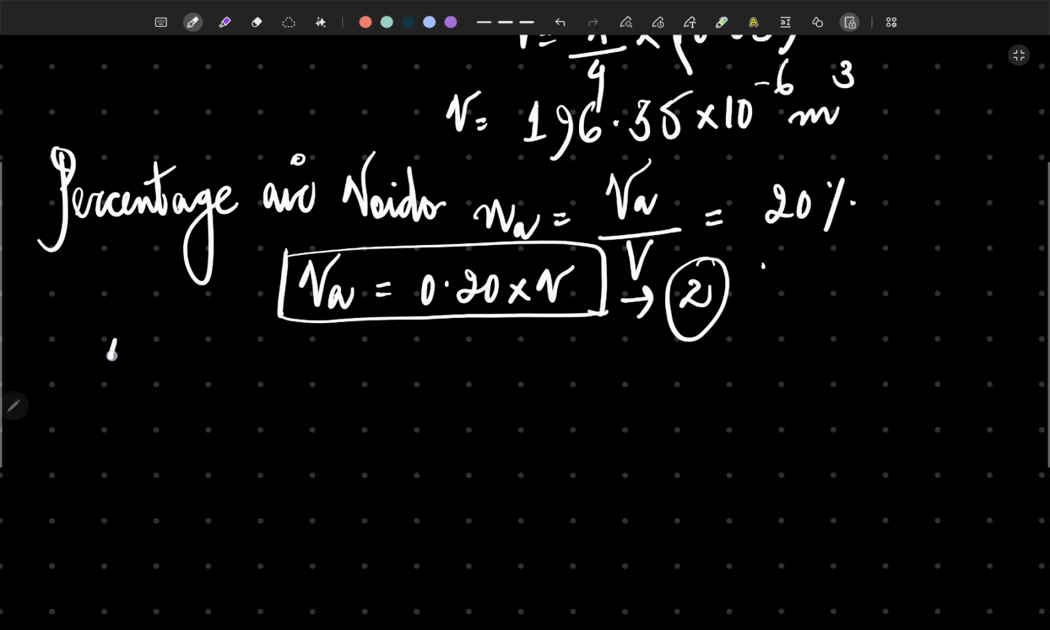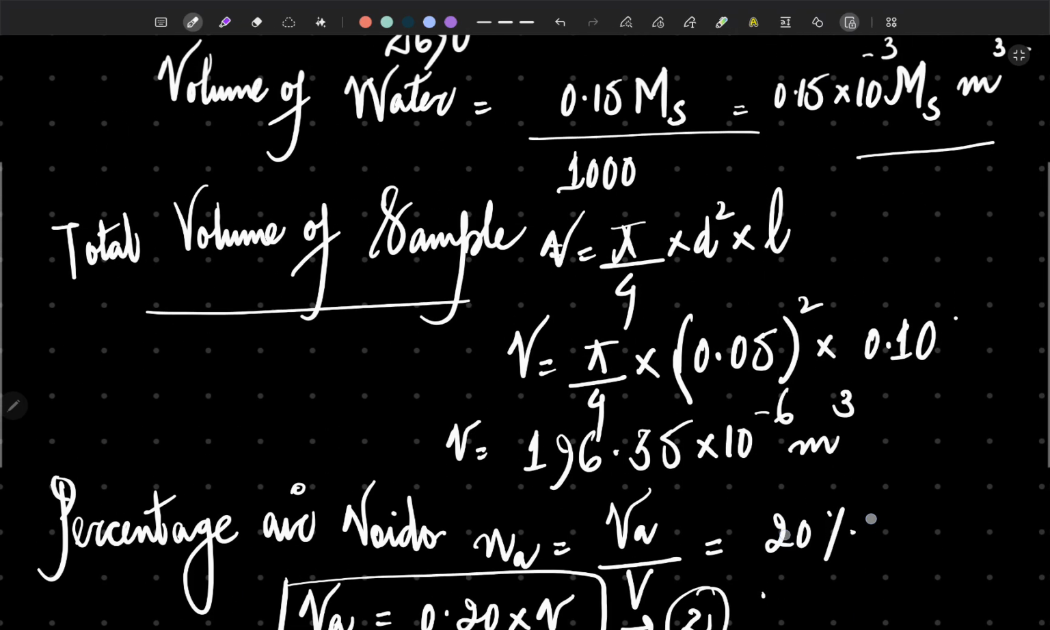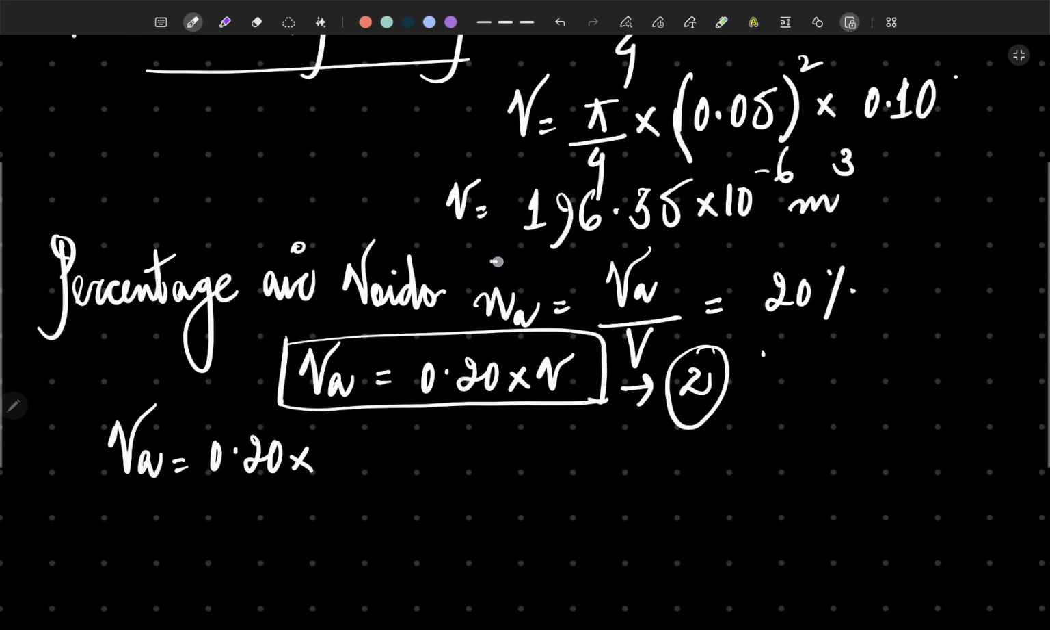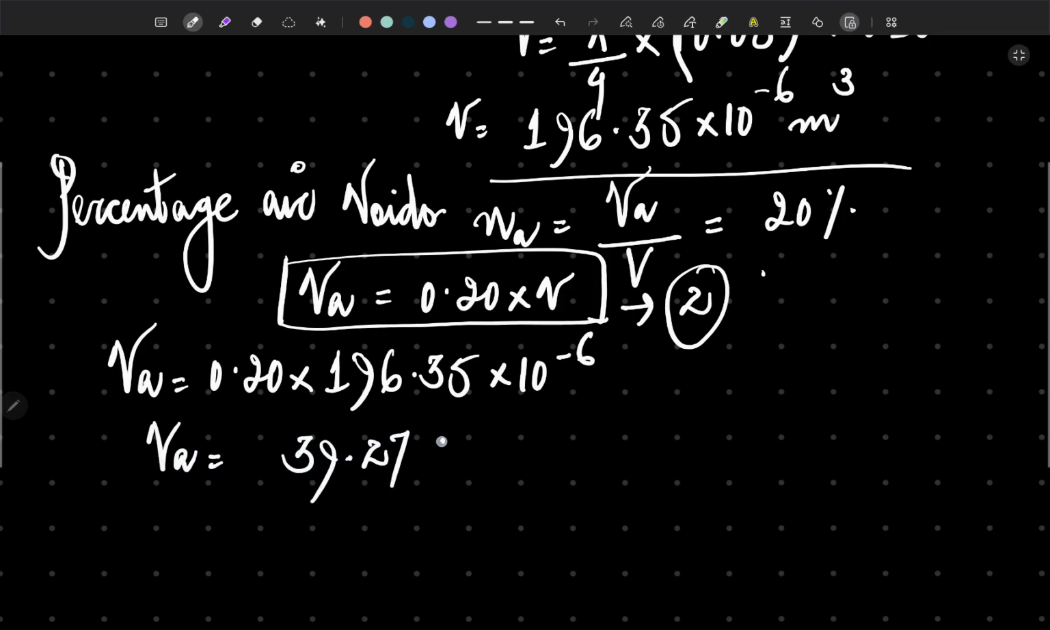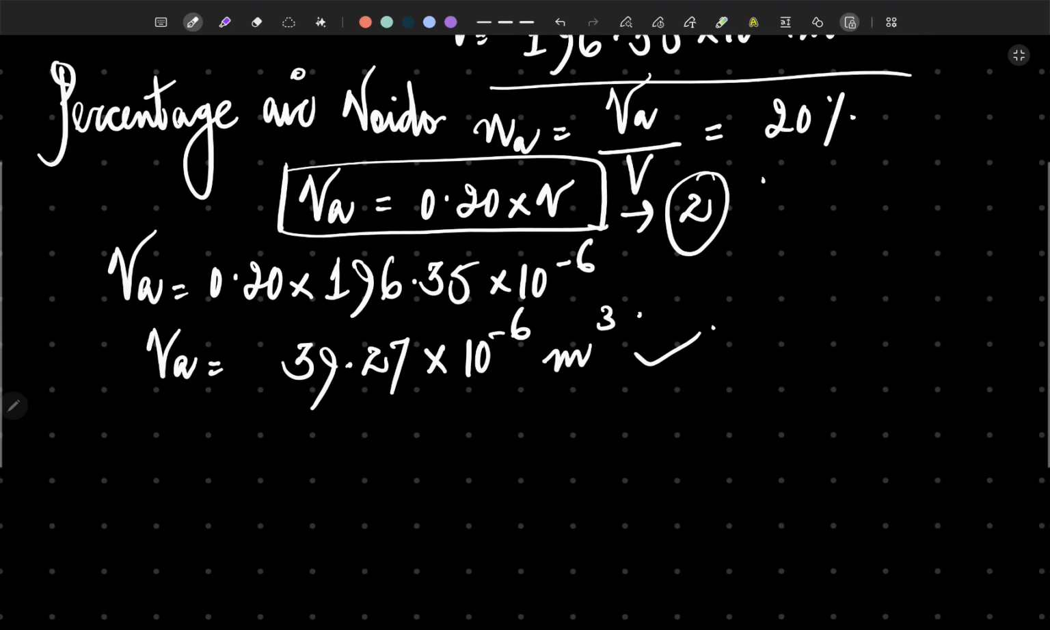All right, so let's substitute values. VA is equal to 0.20 into the total volume of the sample, which we just calculated a while before, which is 196.35 into 10 raised power minus 6. So VA, as per calculations, is equal to 39.27 into 10 raised power minus 6 cubic meters. This is the volume of the air.